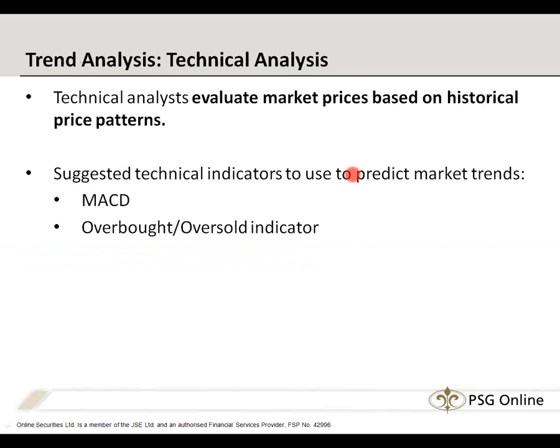So let's quickly talk about technical analysis. We spoke about fundamental analysis, let's talk about technical analysis. The idea here, remember, we're trying to evaluate market prices based on historical price patterns. I'm using historical data to help you anticipate future trends. So there's various indicators you can use. I'm just using two in this example just to get an idea across to you guys. I'm going to talk about the MACD and the overbought oversold indicator.